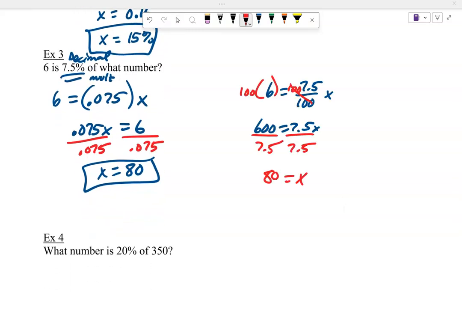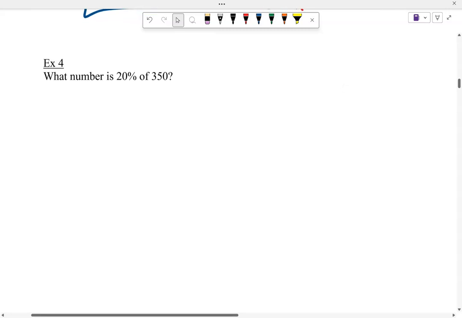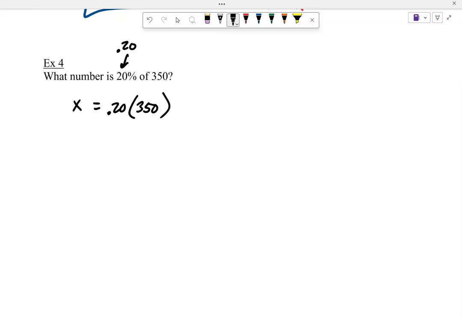What number is 20% of 350? So my what number is going to be my x, right? Is, meaning equals, 20%, but we have to make sure that the 20% is a decimal. What is 20% as a decimal? 0.20, yeah, so 0.20 of, meaning multiply, 350. So I just have 350 times 0.2. That ends up being 70. In other words, 70 is 20% of 350. Makes sense, right?